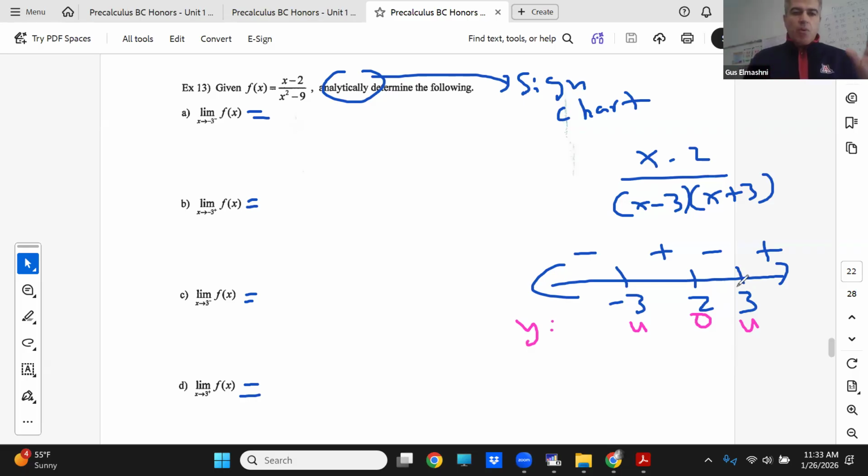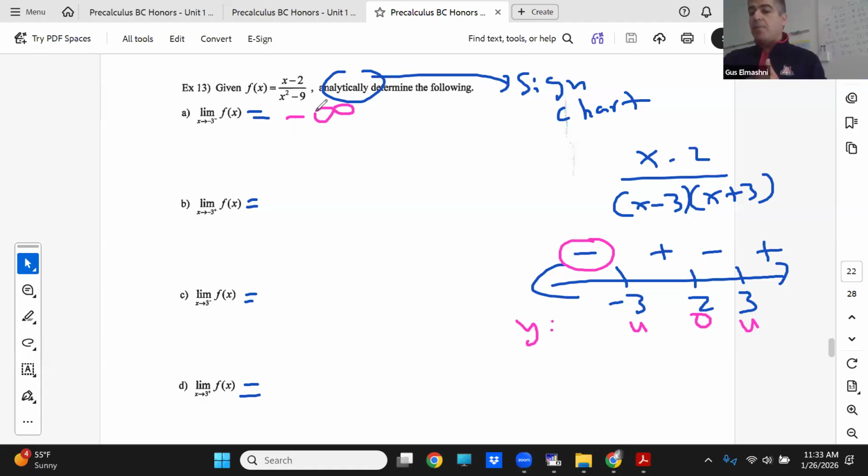So I'll start with -3. If I'm to the left of -3, and I see that, without doing a graph, if I'm approaching -3 from the left side, we know it's negative, right? And as I get closer and closer to -3, what do you think is going to happen? It's going to go down towards negative infinity, correct?